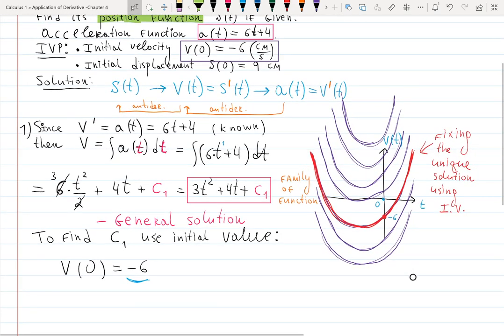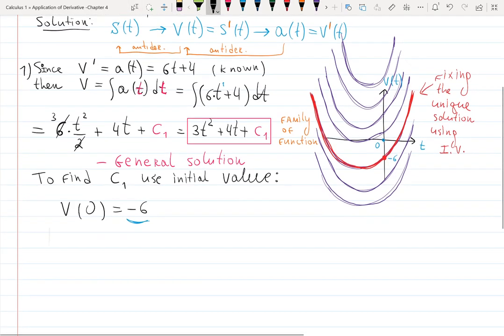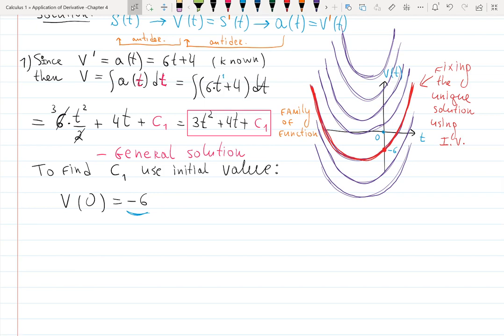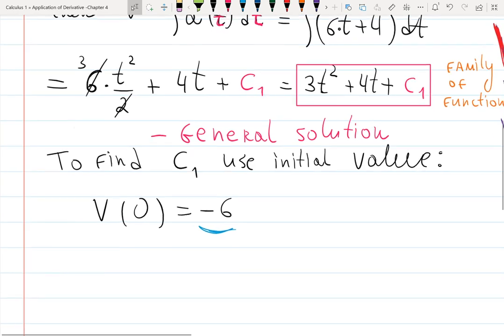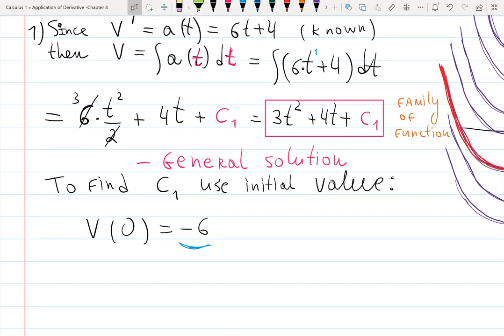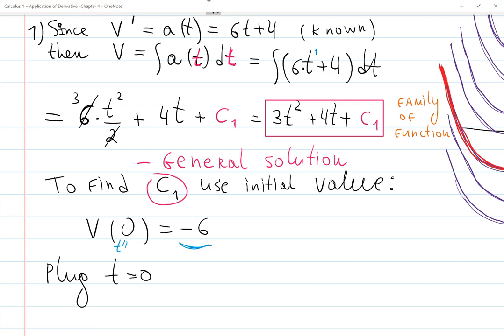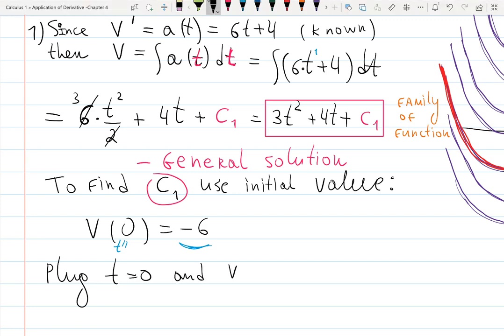Because they are all parallelly shifted up and down, only one of them can cross this original unique initial value. So, if I know that v at 0 is -6, how should I find this solution? How should I find this c? I need to find the c, and then if I find c, I can write down the unique v function. Just plug t equals 0. Why t equals 0? Because this is what it means. At t equals 0, the answer is -6. So I'm plugging t equals 0 and v equals -6 into v of t equation.